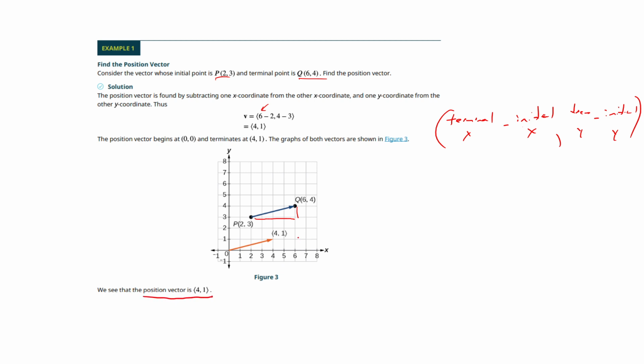Notice it's not a parenthesis. I don't know what the technical name of these would be, but we've got these braces or whatever they would be to designate that this is a vector. So 4, 1, so if we start at the initial, we're traveling 4 in the x, 1 in the y, and we've replicated that vector that we had originally found going between 2, 3, and 6, 4.